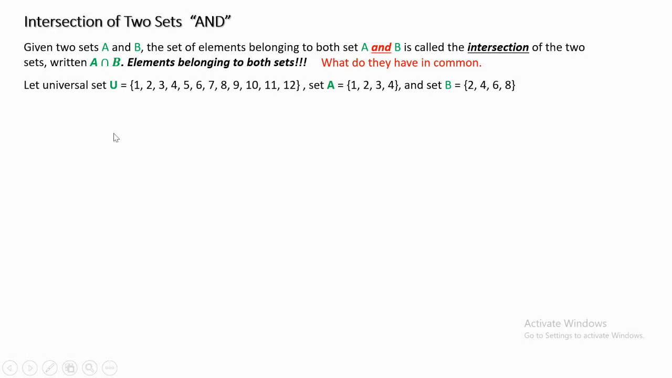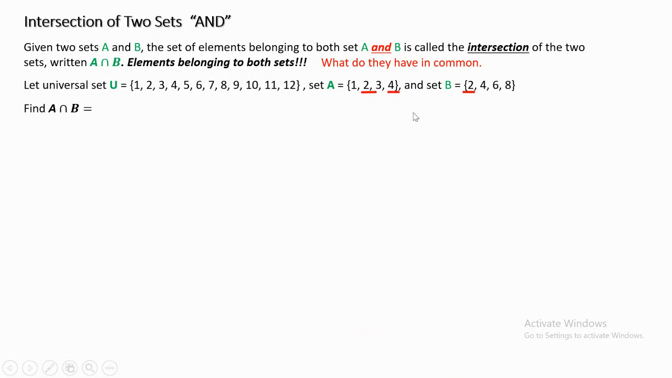So for example, going back to the previous slide that we did, the universal set U was the numbers 1 through 12. Set A was the set containing 1, 2, 3, 4. And set B is equal to 2, 4, 6, 8. So let's find A intersect B. What do A and B have in common? They have in common a 2.